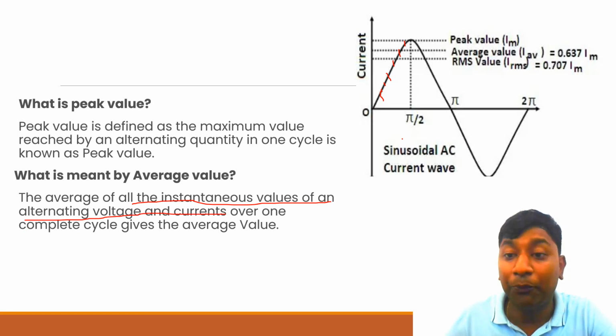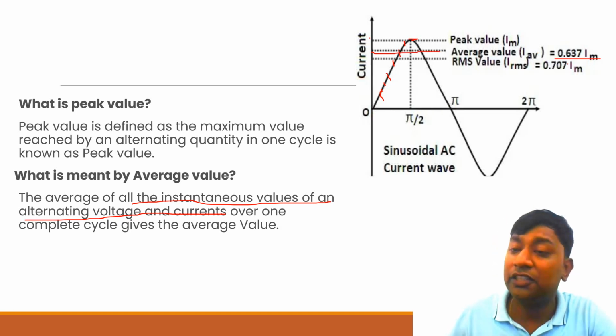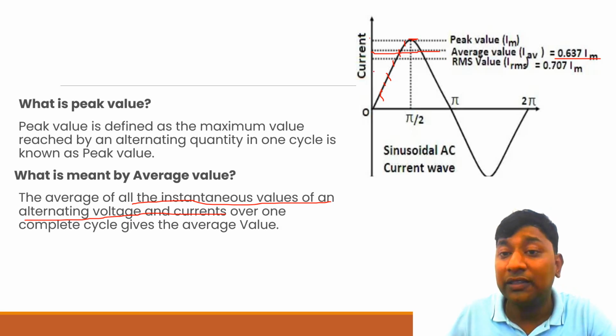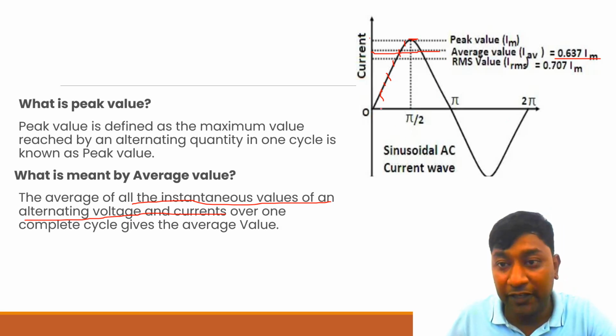and current over one complete cycle is called the average value. Here we see this is the peak value, meaning the value at the particular peak. If you see this particular half cycle, the average value is 0.637 into Im. We are considering this value for a sinusoidal AC current wave signal. The average value of a particular cycle is 0.637 into Im.